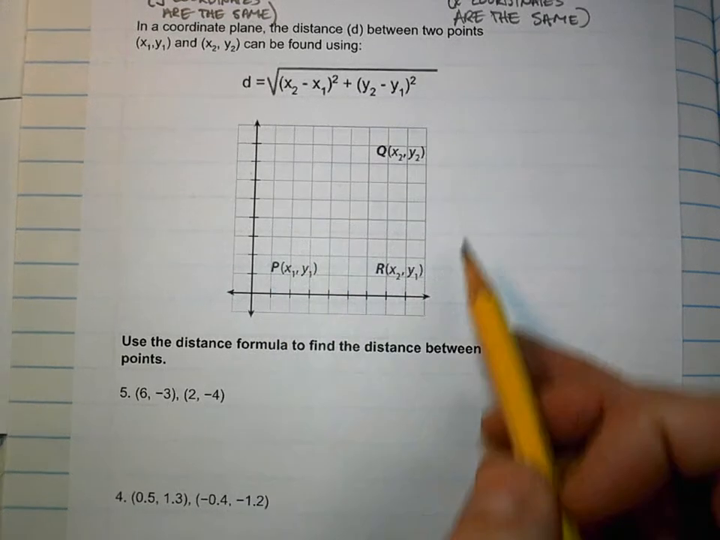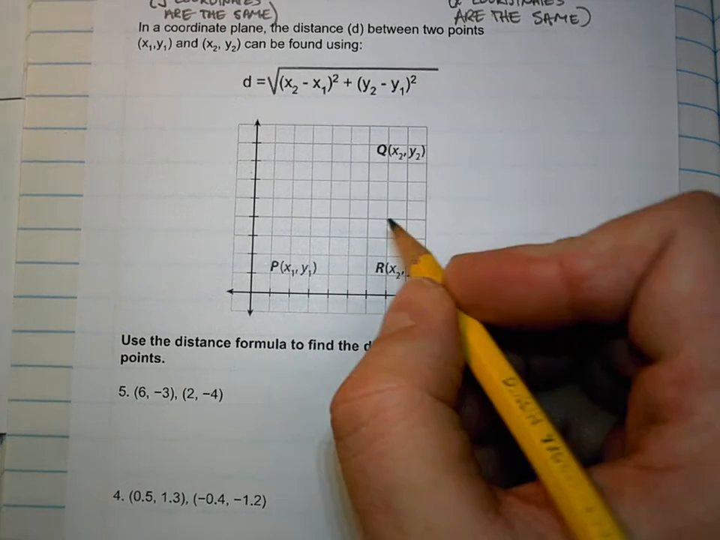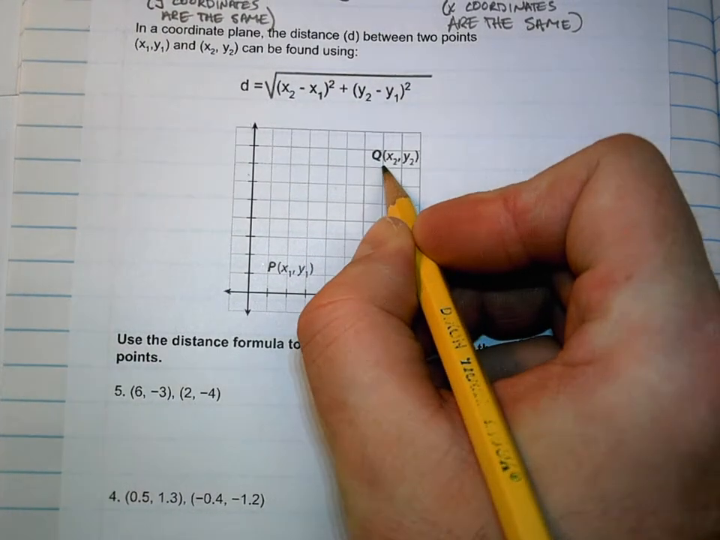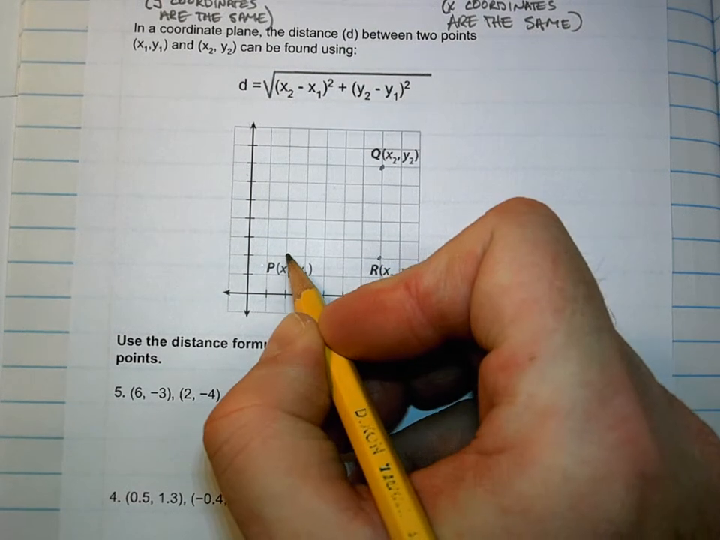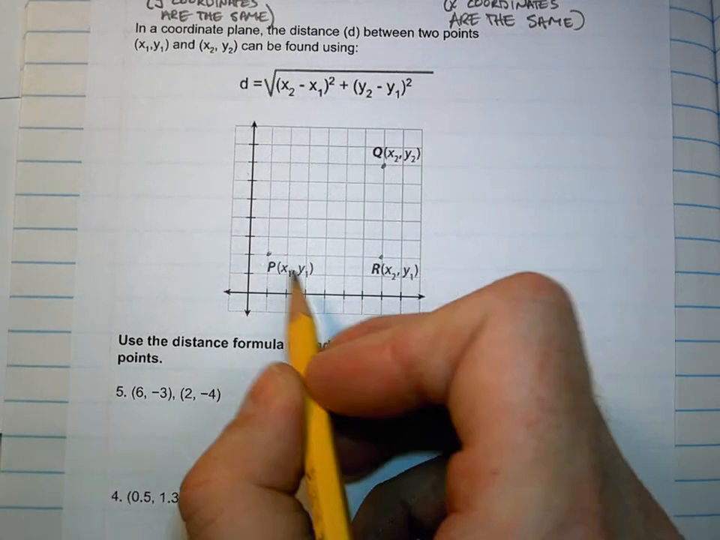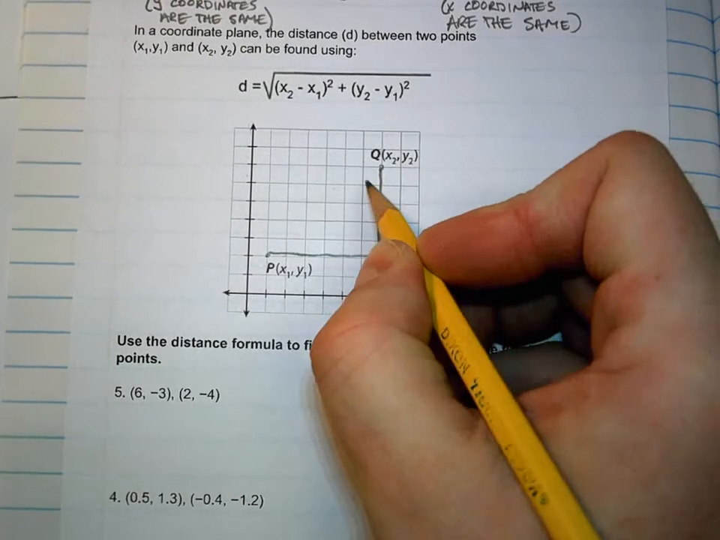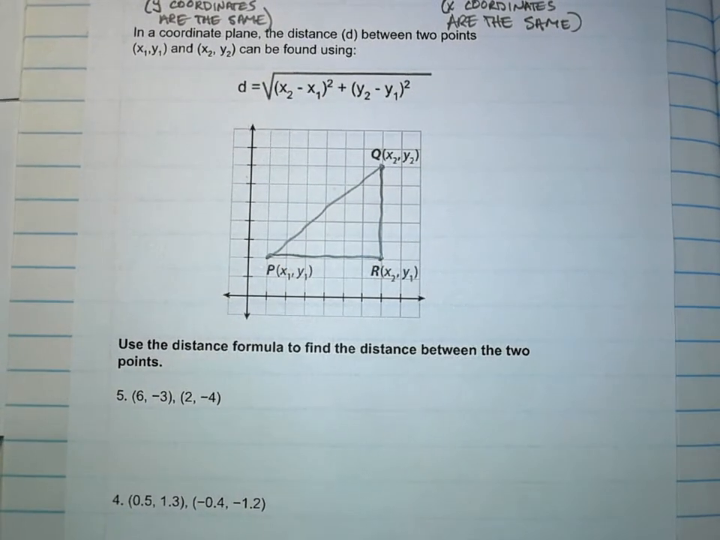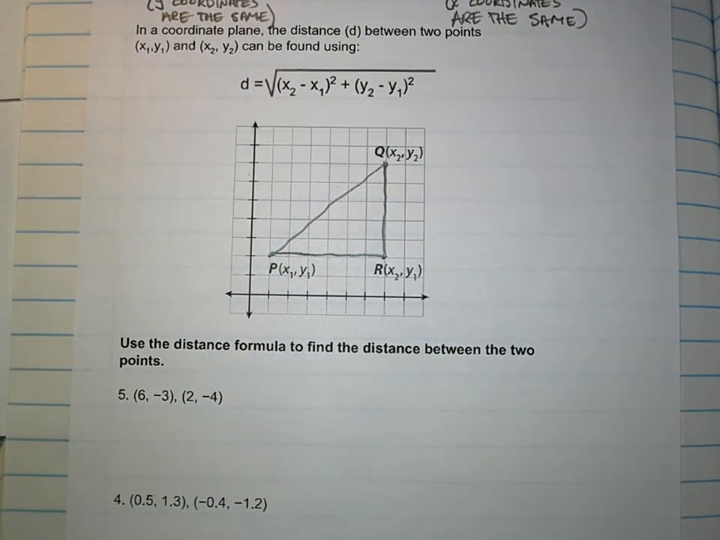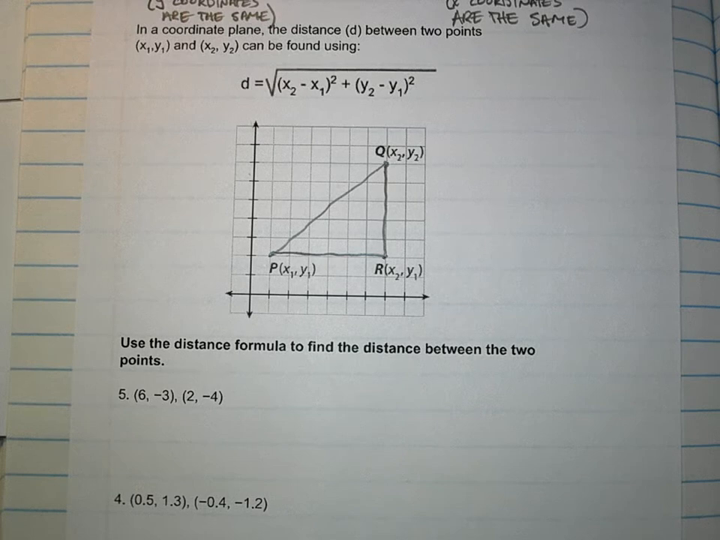So let's look at our points here. I've got 3 points here, and I can make myself a right triangle. So I make myself a right triangle. You guys make a right triangle too. Make a right triangle also. Bryson, make the right triangle.